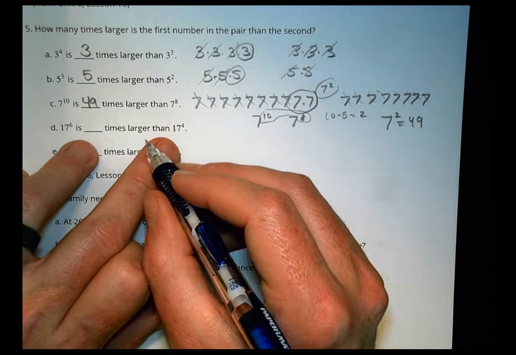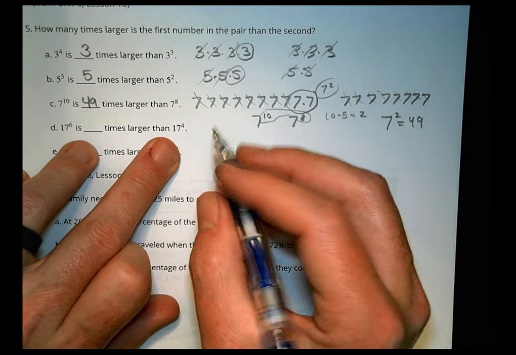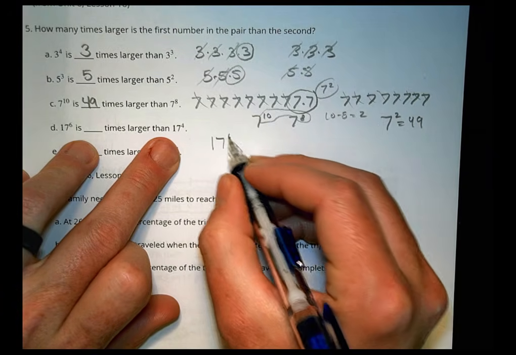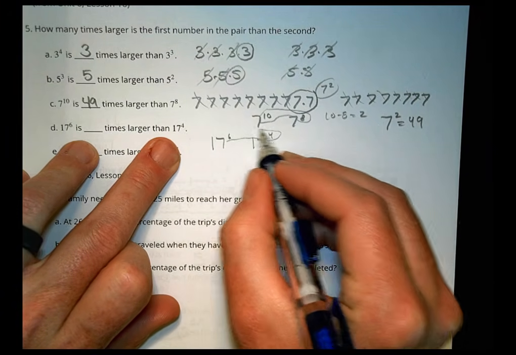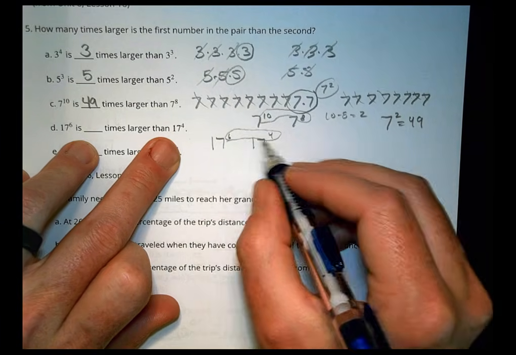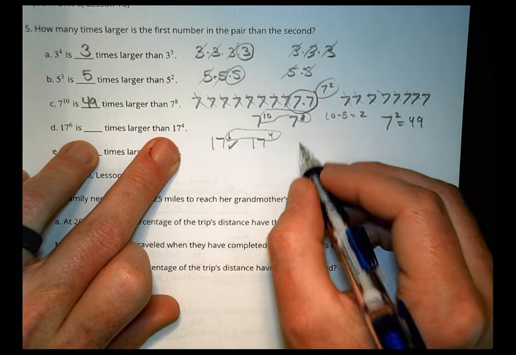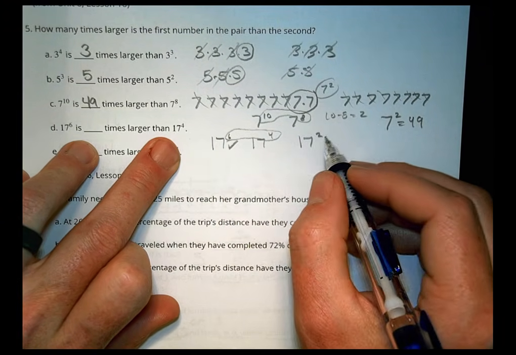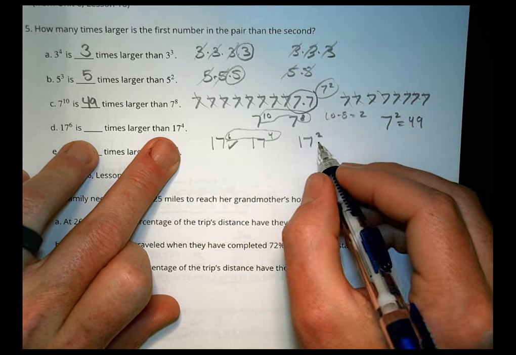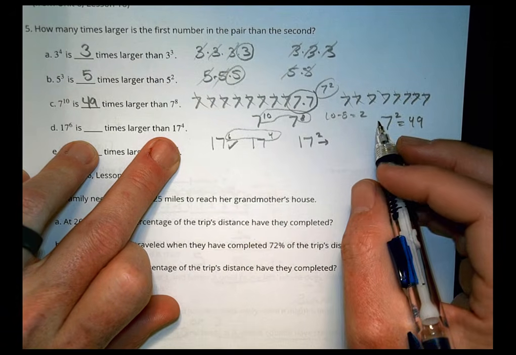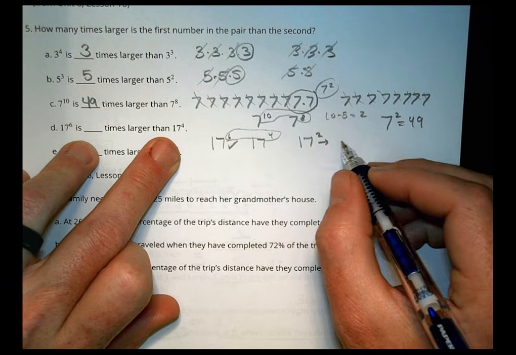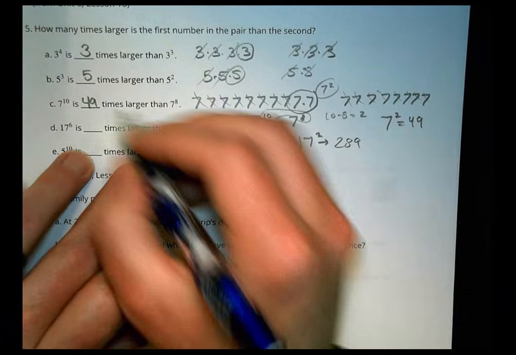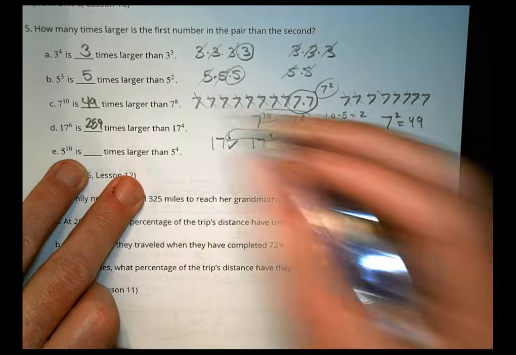So here is 17, because I don't want to write 17 a billion times. So I have 17 to the 6th compared to 17 to the 4th. So let's subtract that. 6 minus 4 is 2, so there's 2 more over here. 17 squared is how much larger it is. So what is 17 squared? I have to use a little calculator to figure that one out. And 17 squared is 289. Not one that I know off the top of my head.